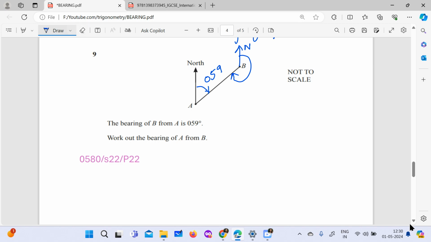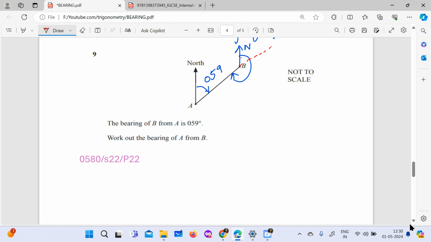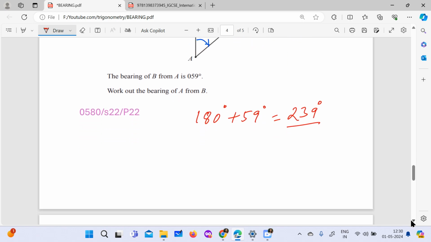Okay. Now, the simplest thing we can do is just extend this line. Now, these two are parallel lines, and this is the corresponding angle to this. So, this is also 59. And then this one is 180 degrees. So, your answer will be 180 degrees plus 59 degrees, and that will give you 239 degrees. I hope this is clear to everyone. Yeah. Now we will see one more paper question.